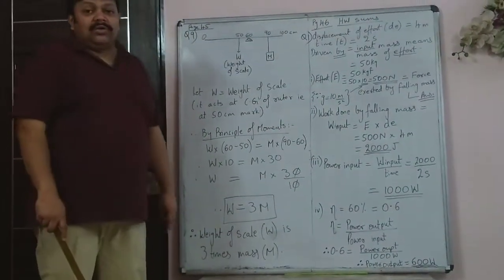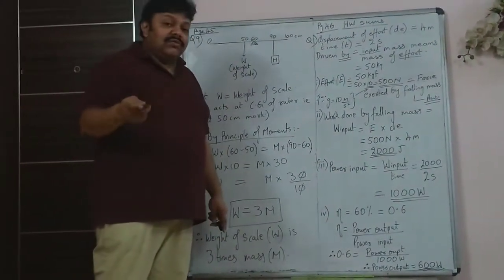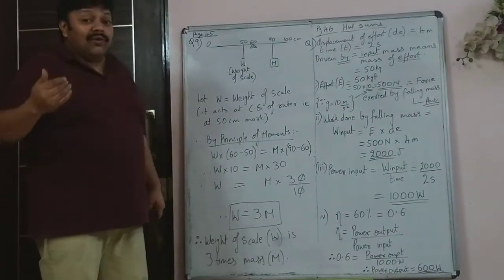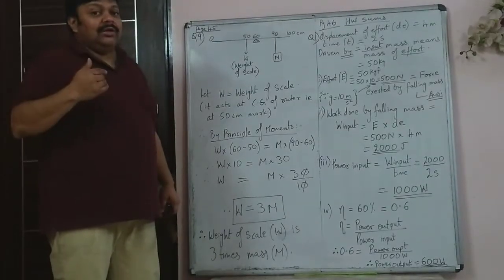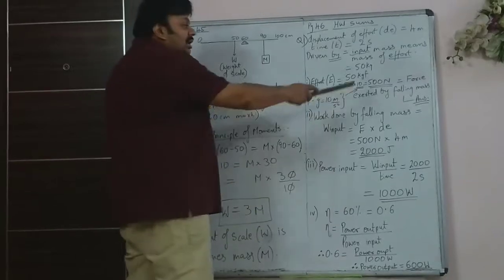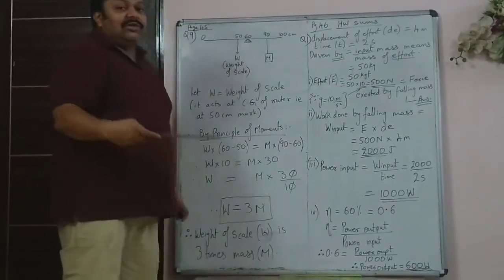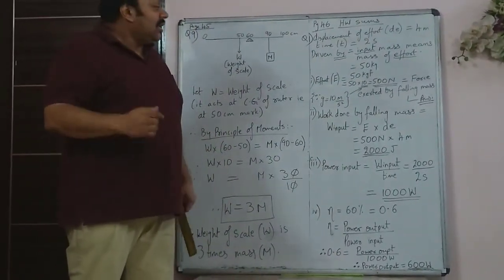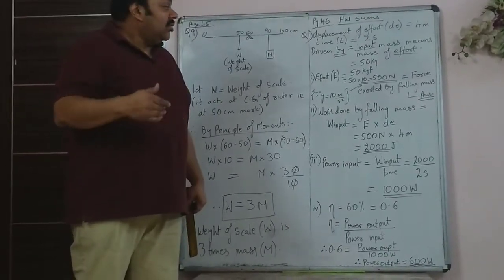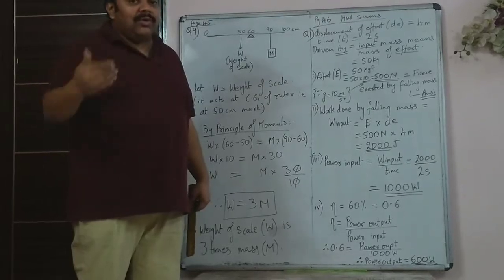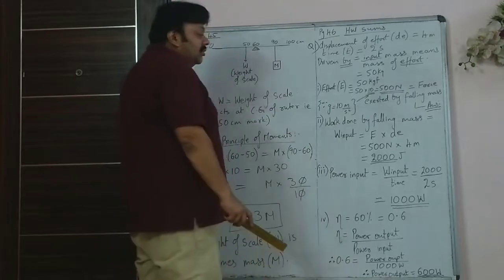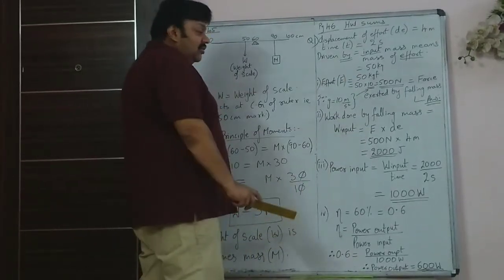Why should you convert to Newton? Because you are asked questions further like what is the power output? Power will be found in watt, W-A-T-T, only if your effort is in Newton. You can't leave it in kgf, because kgf into meter upon second is not watt. Newton into meter will give you joule and joule upon second will be watt. So you have to convert this into Newton. Let it not remain in kgf.